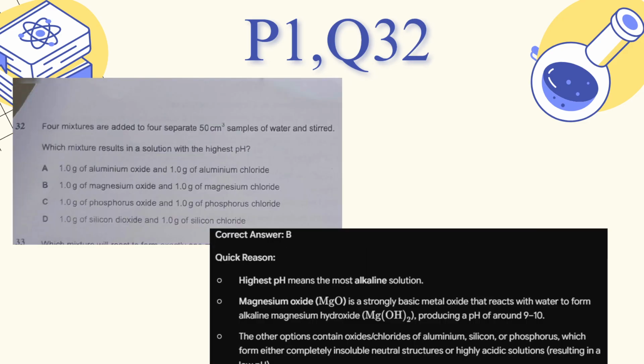Yes, and the next one is 32. Four mixtures are added to four separate 50 cm³ samples of water and stirred. Which mixture results in a solution with the highest pH? Highest pH means the most alkaline solution. Magnesium oxide is a strongly basic metal oxide that reacts with water to form alkaline magnesium hydroxide, producing a pH around 9 to 10. The other options contain oxides or chlorides of aluminium, silicon, and phosphorus, which form either completely insoluble neutral structures or highly acidic solutions. So the correct answer is B.